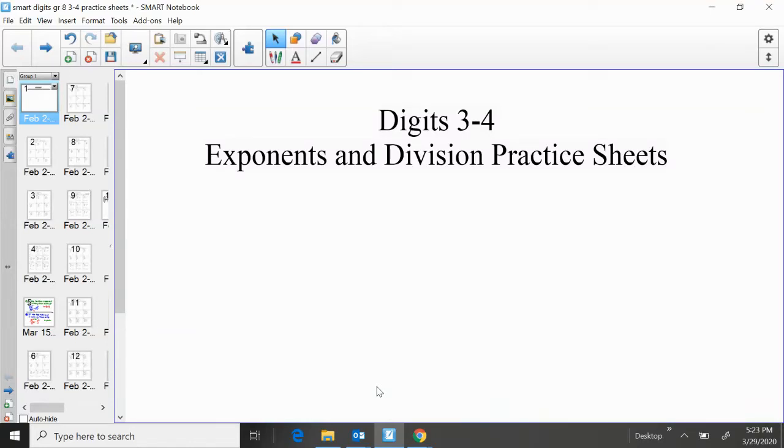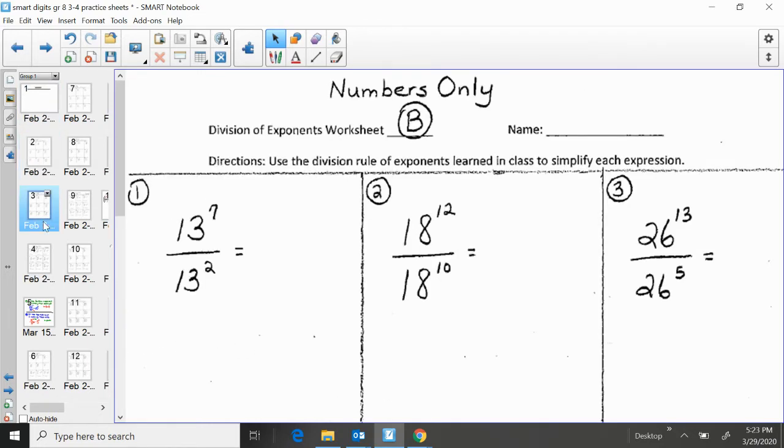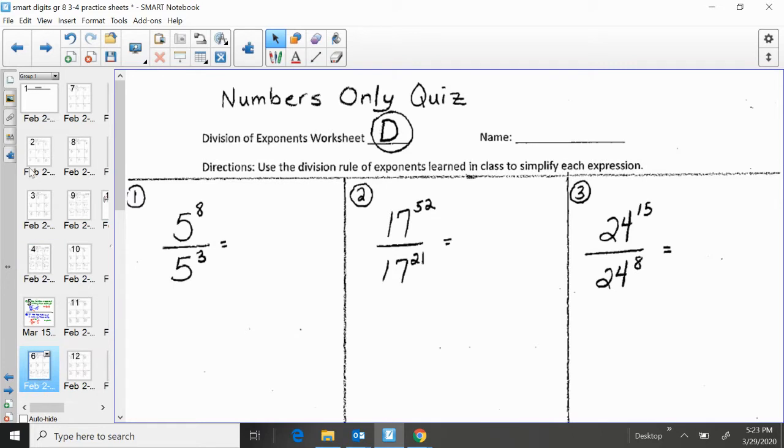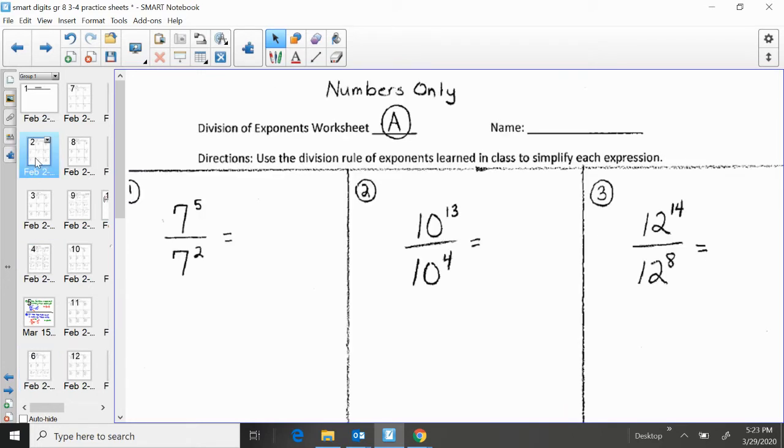This is some assistance for you on the current lesson, which is Digits 3-4, exponents and division. You can see the title here says Digits 3-4 exponents and division practice sheets. So basically what you're going to be doing today is working on worksheets A, B, and C, C being the challenge sheet. And then tomorrow you will take the quiz, which is worksheet D. But I'm going to show you a little assistance on how to do this.